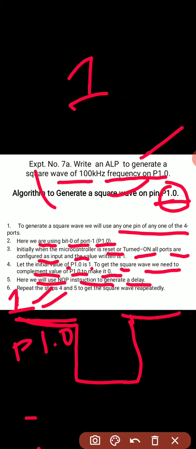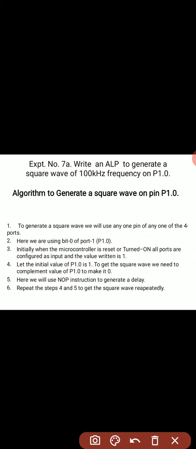So in case of a lesser time delay, then we can go for a NOP operation. Then repeat steps 4 and 5. Step 4 is complement and again introduce a delay, right? So these steps are repeated to generate the square wave repeatedly. Okay, so I hope the algorithm is clear to you, right?